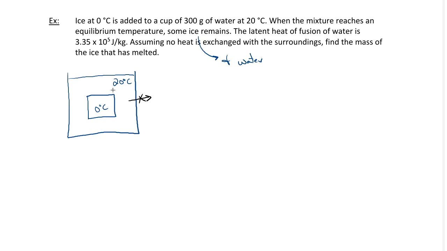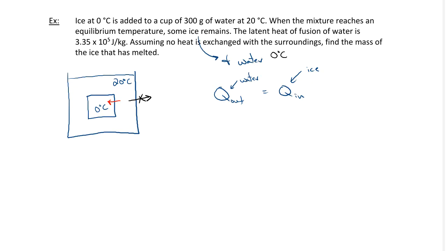So again, the only energy exchange here is going from the water into the ice. And so now we can set this up as Q out from the water is equal to Q in to the ice. And if there is ice and water remaining at the end, then we know that that must mean that the temperature at the end is 0 degrees Celsius. That's the only temperature that we would have both ice and water.